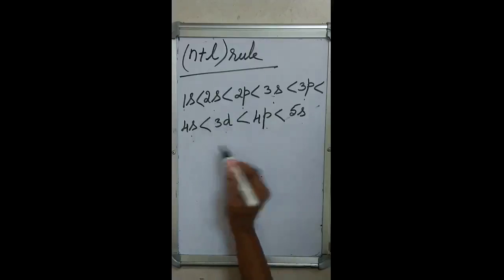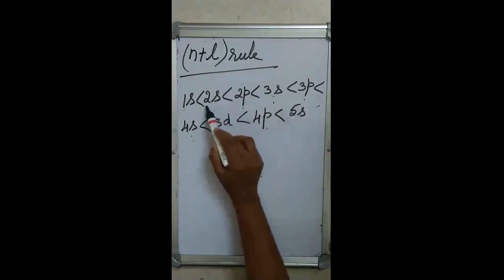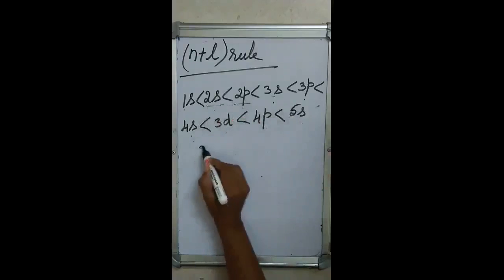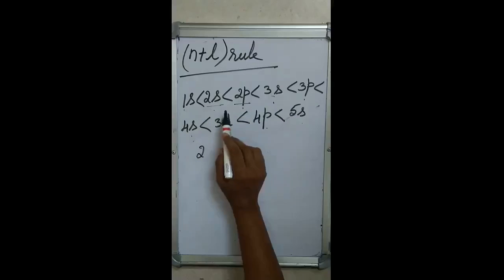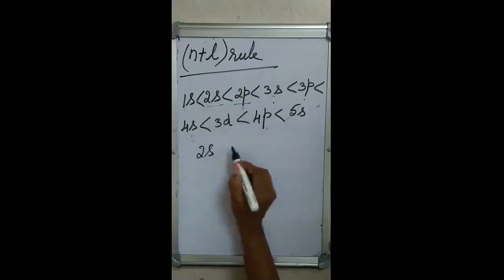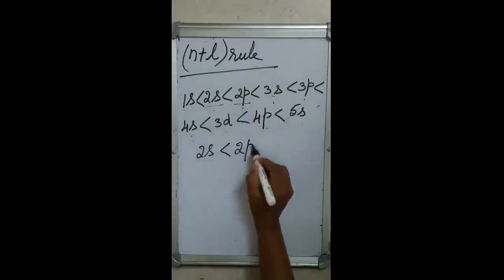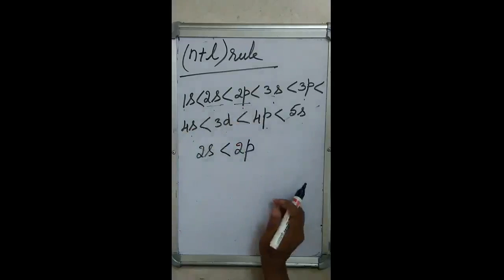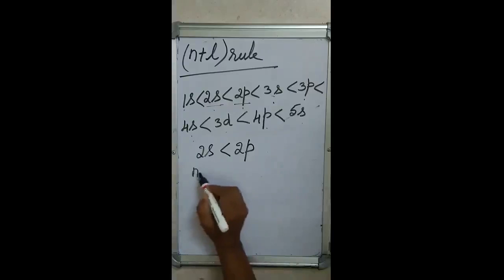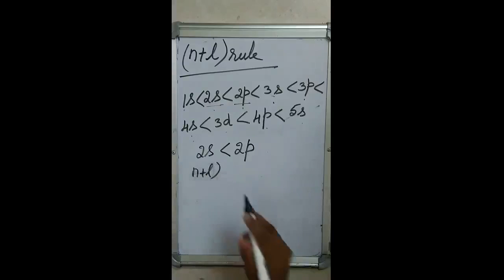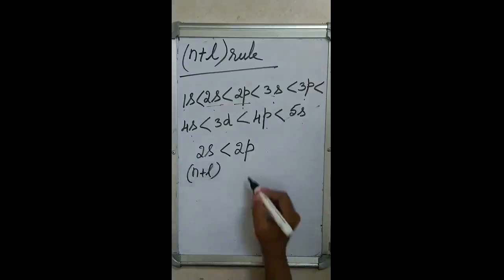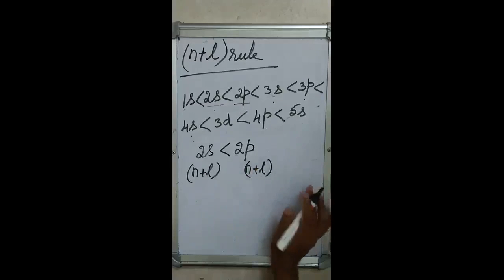First I will compare 2s and 2p. According to the increasing order of energy level, 2s has lesser energy compared to 2p. This I have taken. Now I will apply the n plus L rule. For each orbital I will apply the n plus L rule.